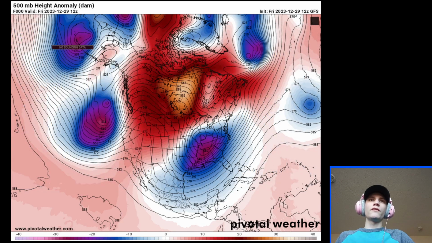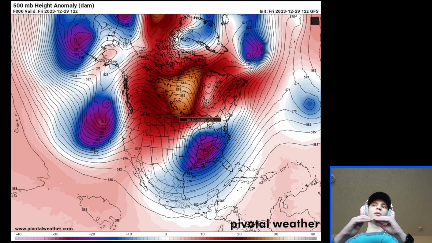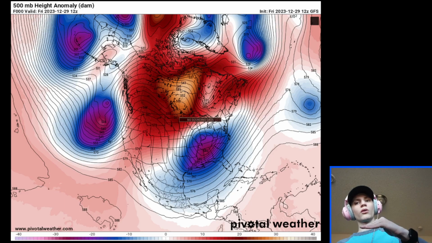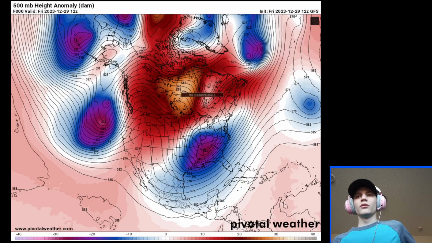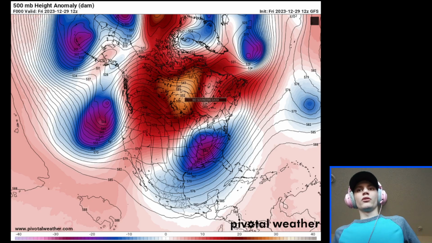So, here is the 500 millibar height chart, or 5 kilometer layer of the atmosphere. So, 5 kilometers up in the atmosphere. And this is the height anomaly. So, this is telling us where the air is higher or thicker or lower and less thick. So that's very important, very important for temperatures.